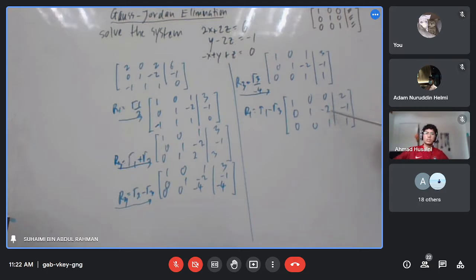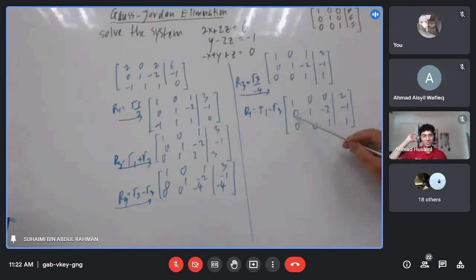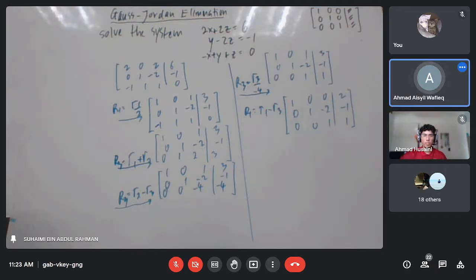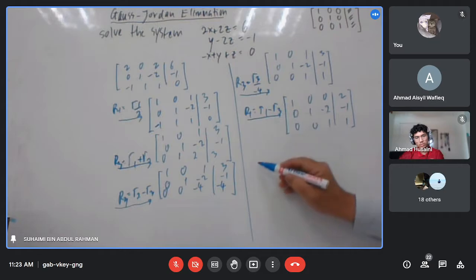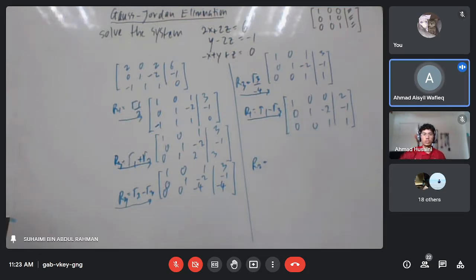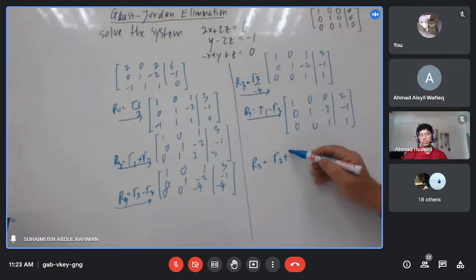The last one. Minus 2 becomes 0. We want to make it 0, and at the same time we want to keep the 0 and 1 there. So row 2 equal to row 2 plus 2R3.